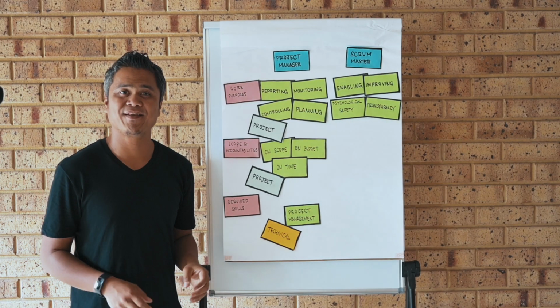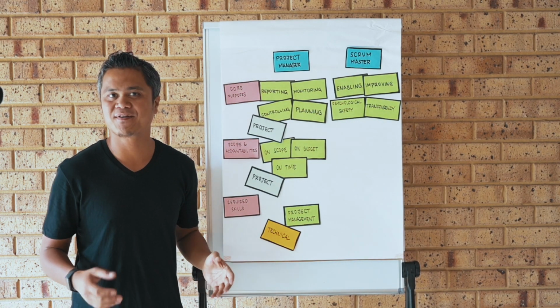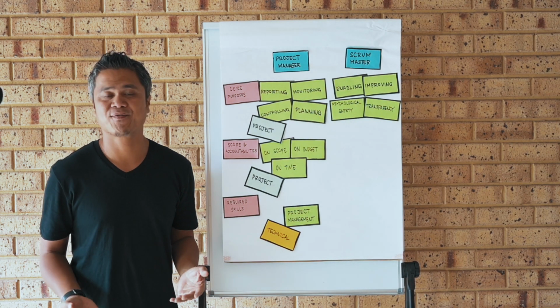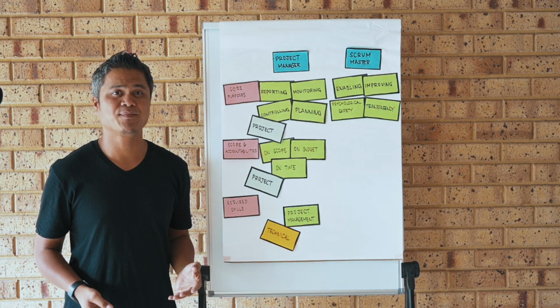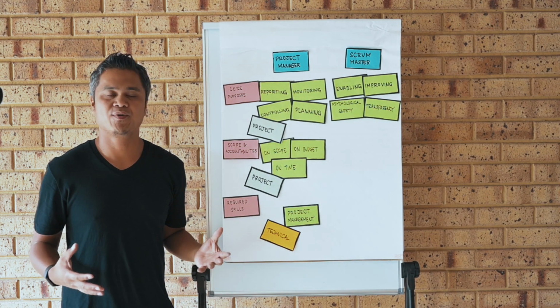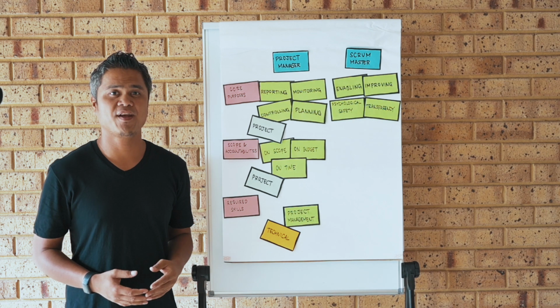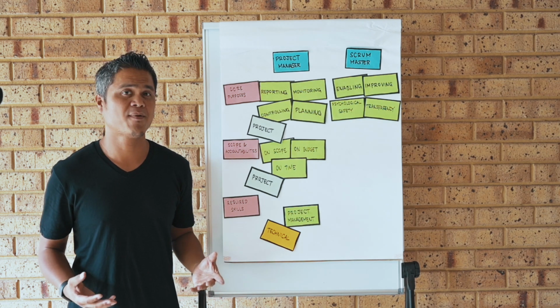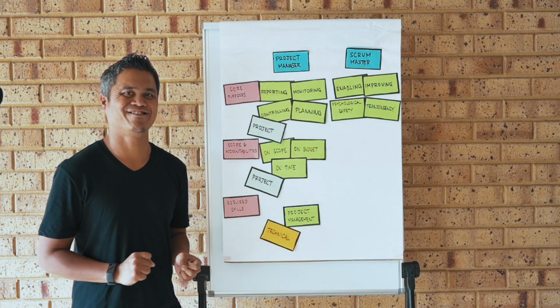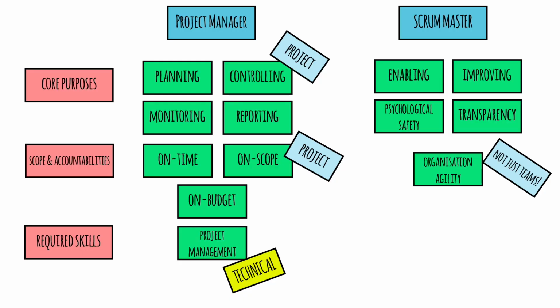After I have explained to them the core purposes of a Scrum Master, why the role exists, and what the Scrum Master does from day to day, I explained to them the Scrum Master scope and accountabilities, which go beyond projects. I also explained to them how we evaluate the Scrum Master performance, what the Scrum Master key performance indicators are. The Scrum Master scope of work and accountability is not project.